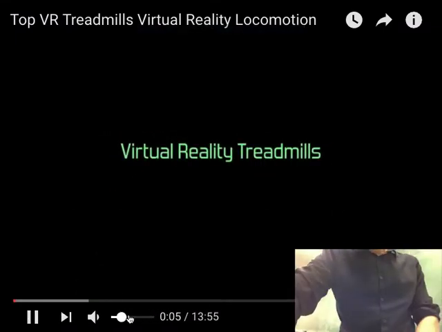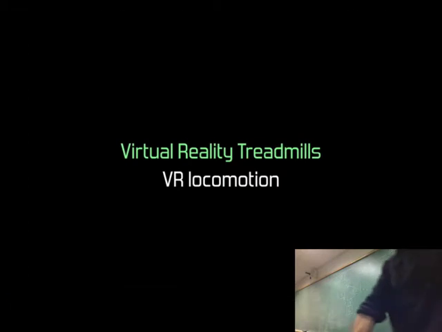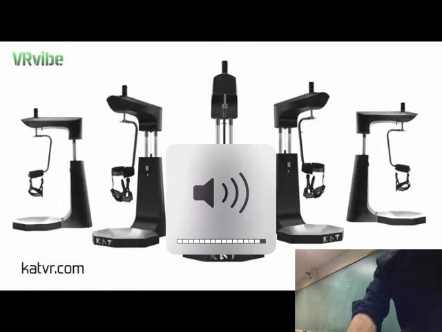Today we're checking out VR treadmills that are either currently on the market or under development. These devices add locomotion to the VR experience, designed to increase immersion. Let's check them out. Catwalk is a new omnidirectional treadmill input device.